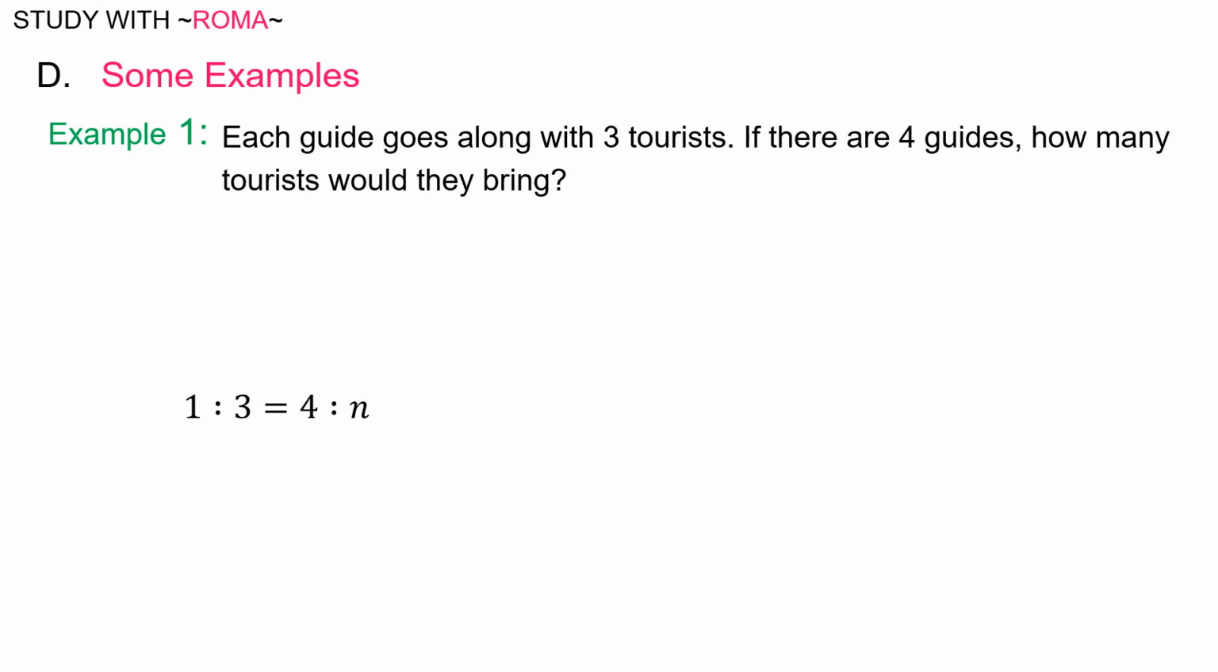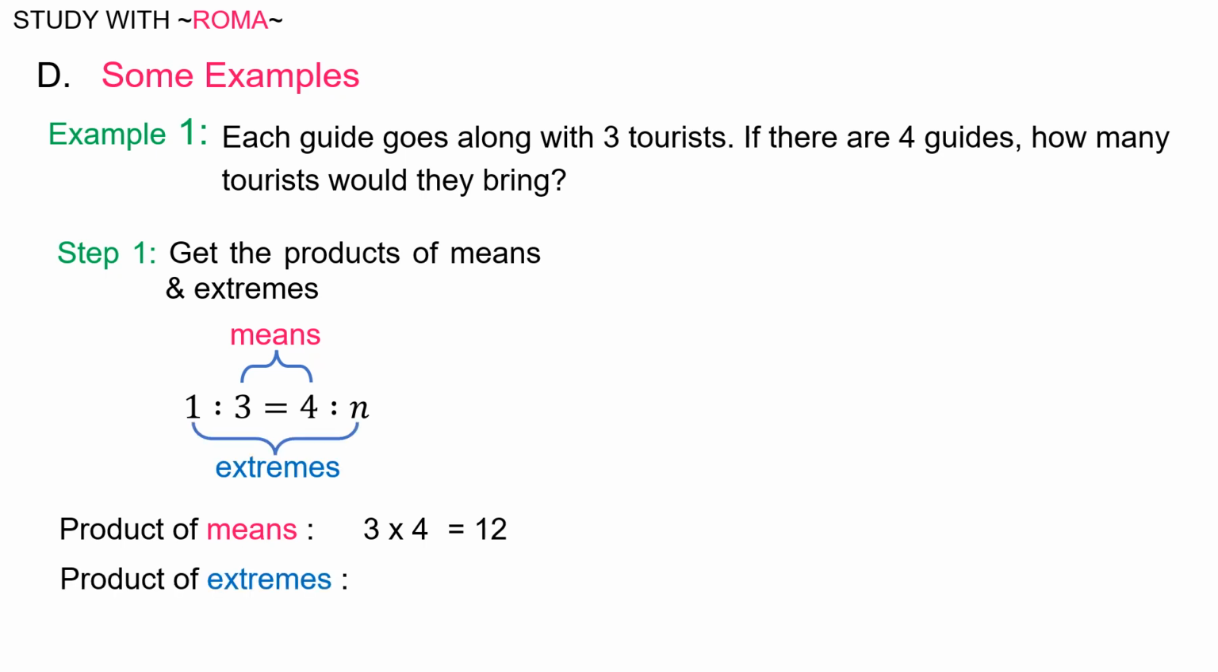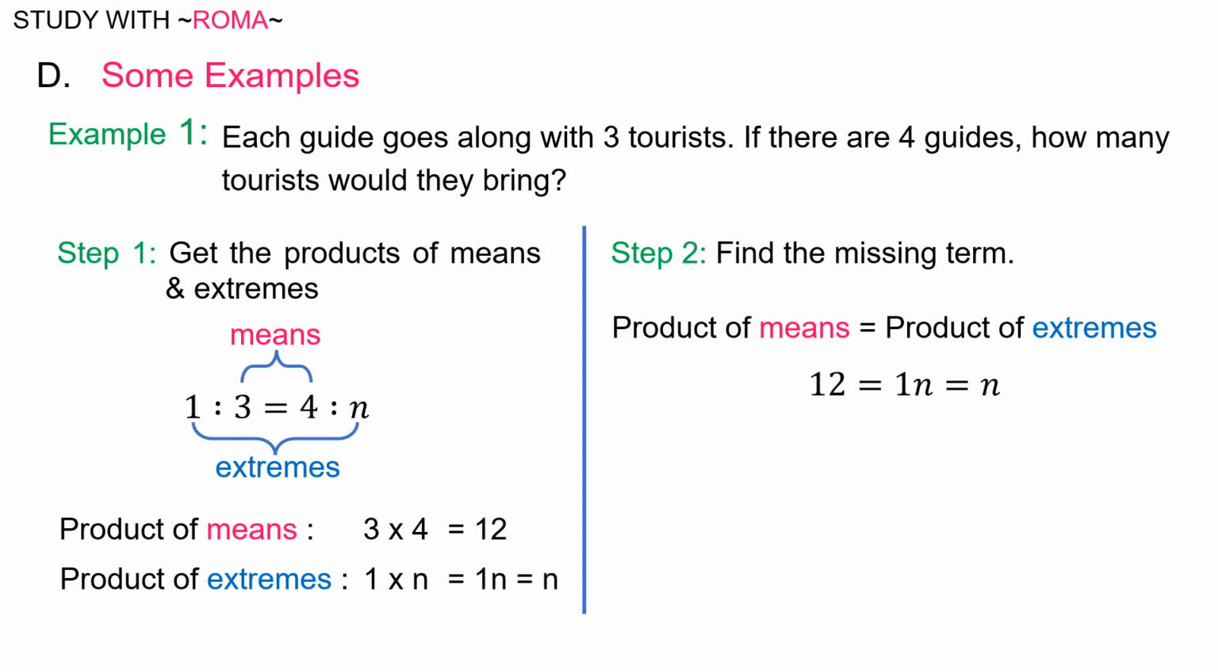To solve this, step 1, get the products of means and extremes. The product of means, which is 3 times 4, is 12, and the product of extremes, which is 1 times n, is 1n, or n. Step 2, find the missing term. Product of means equals product of extremes. So 12 equals 1n, which is equal to n. So n is equal to 12.